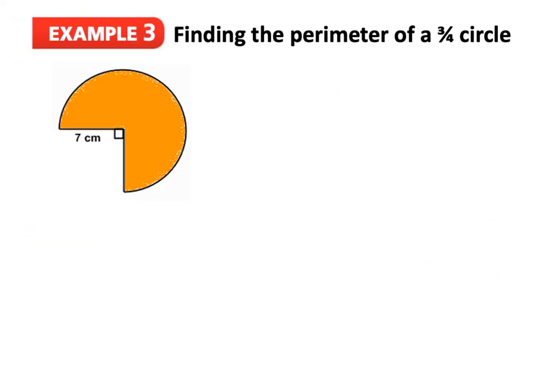So here we are at our last example for this video, and we're going to find the perimeter of 3/4 of a circle. So looking at this picture, we can identify if 7 centimeters that's given here is the diameter or the radius. Great. So from here, we can find out our circumference formula. So we've got C is equal to 2 pi r. Substituting our values, we have 2 times pi times r, times 7. That simplifies to 14 pi.